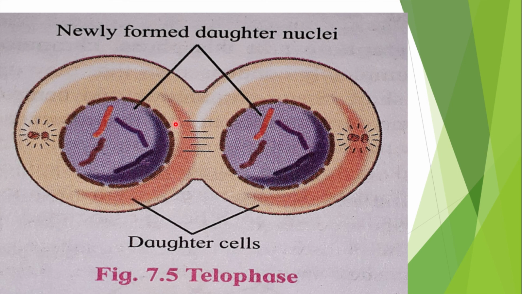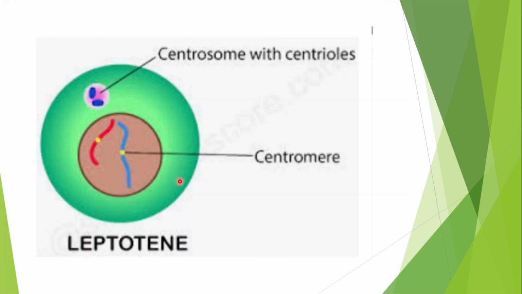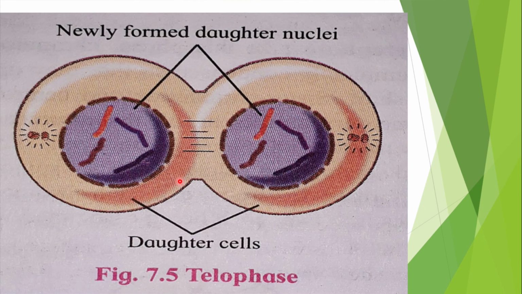What things take place in telophase? The daughter chromosomes gathered at the opposite poles get surrounded by a nuclear membrane. Inside each nuclear membrane, two nuclei are formed, and inside each nucleus, a nucleolus forms. So from one nucleus, two nuclei are formed in telophase. So this is all about telophase.